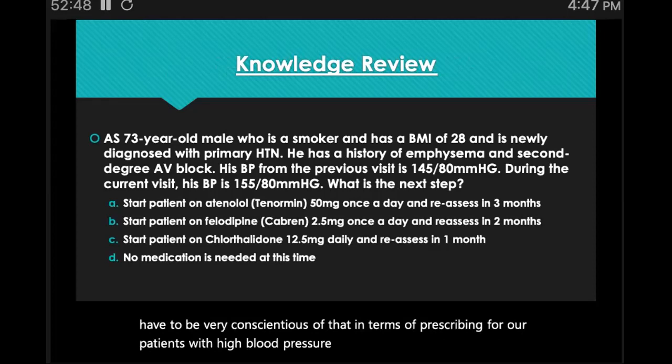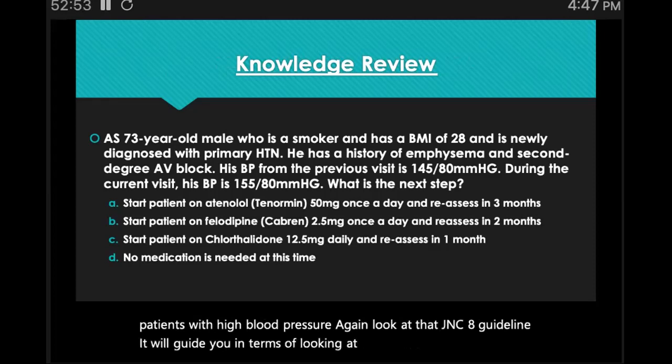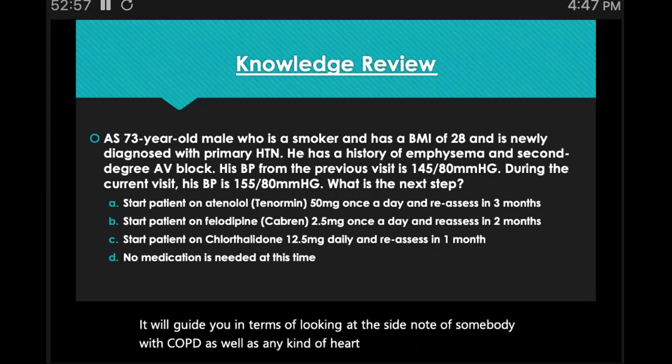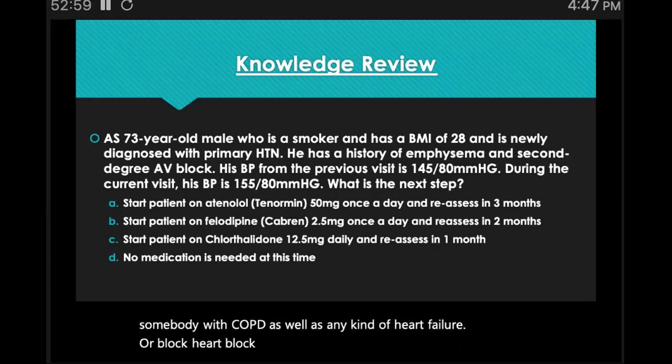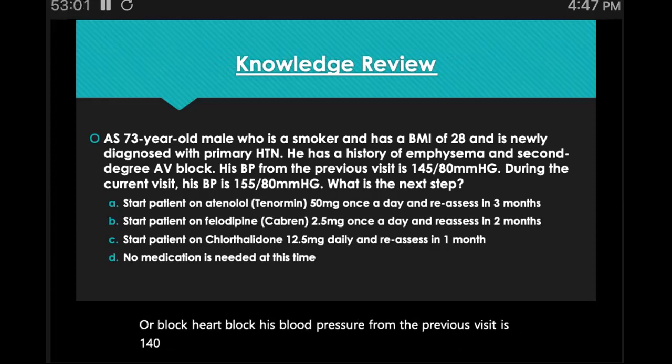Again, look at that JNC 8 guideline. It will guide you in terms of looking at the side note of somebody with COPD as well as any kind of heart failure or heart block. His blood pressure from the previous visit is 145/80. During the current visit, his blood pressure is 155/80. What is the next step?